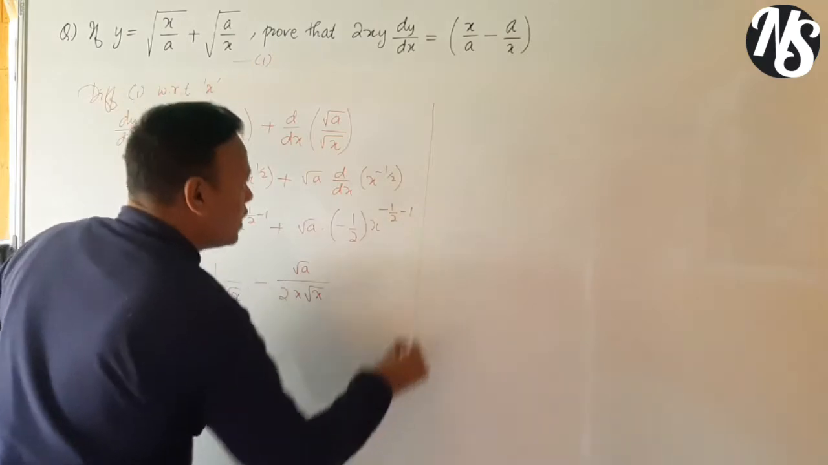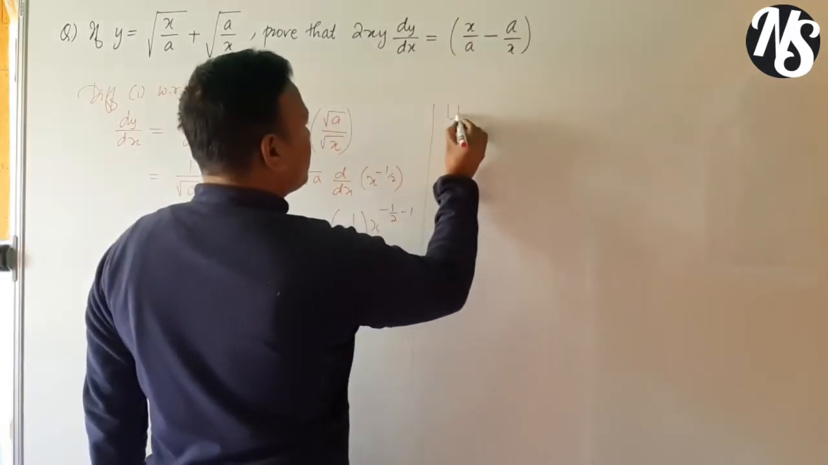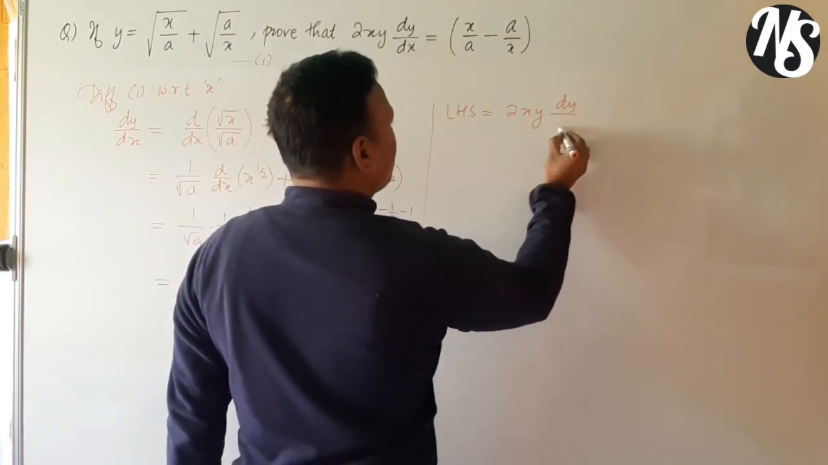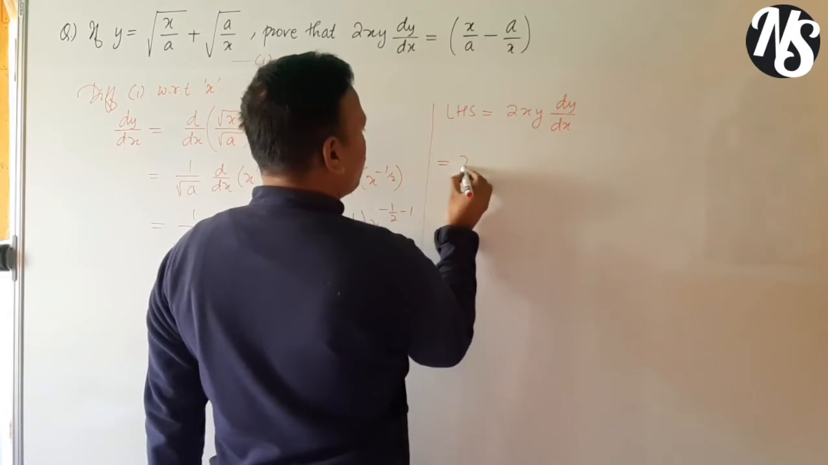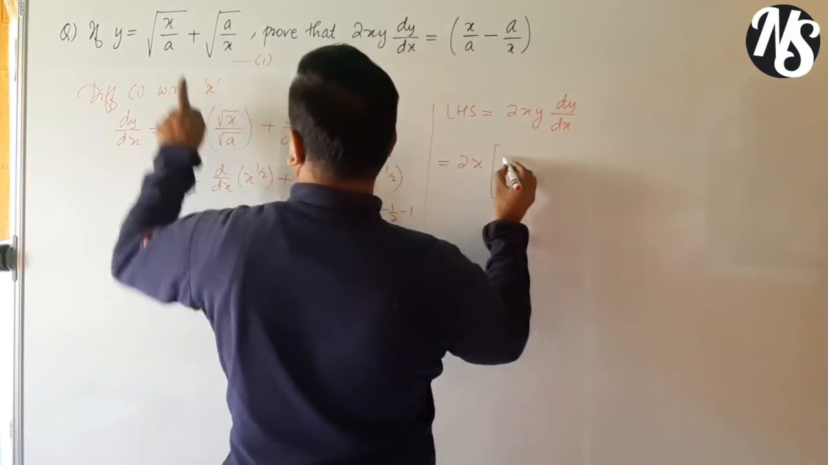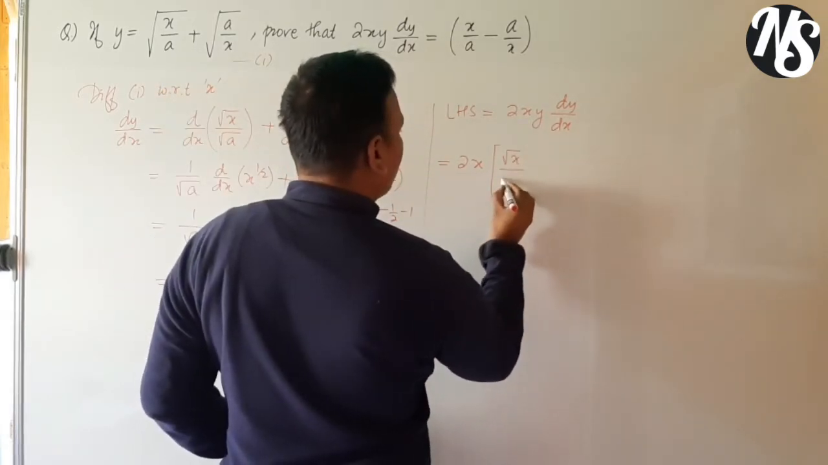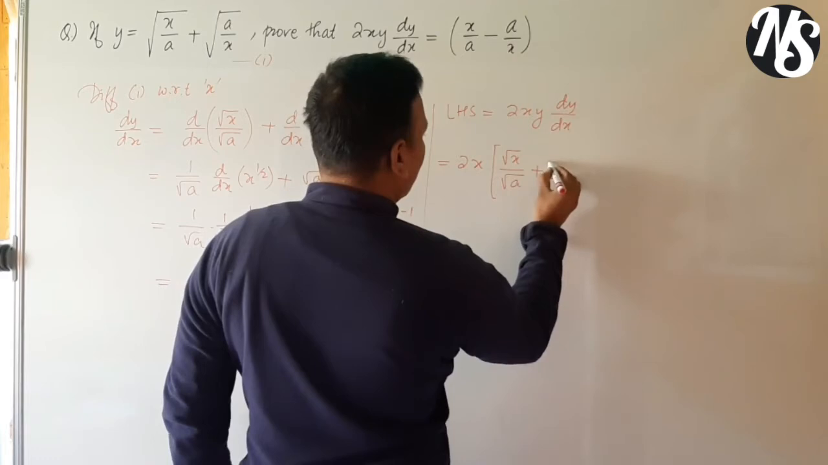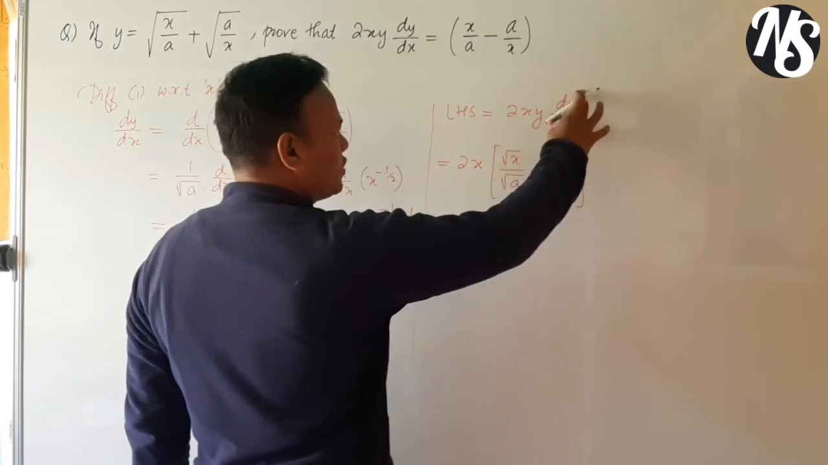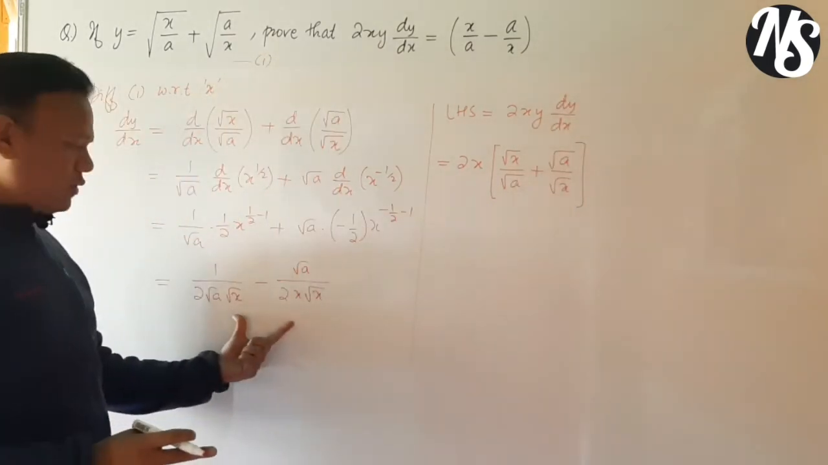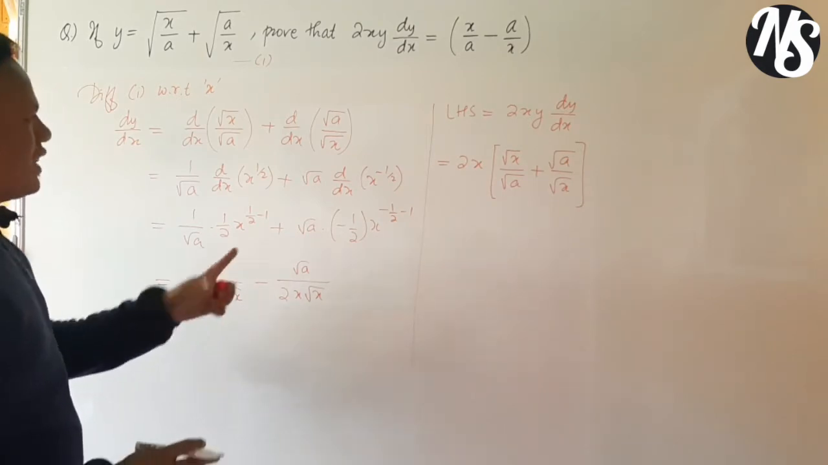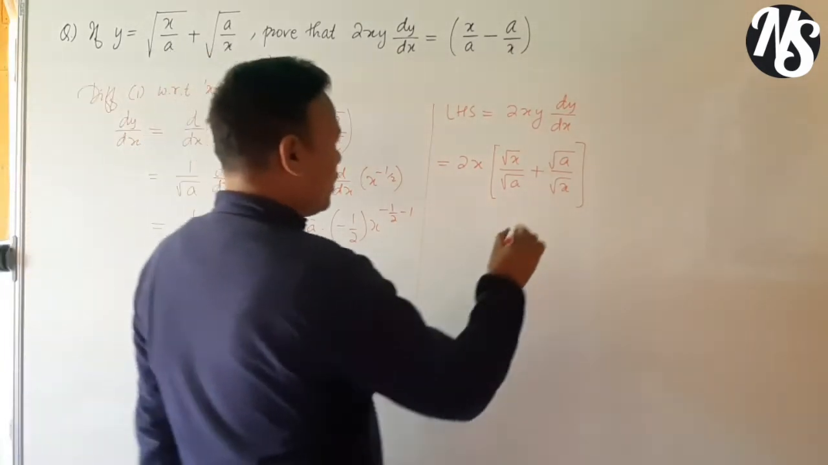Now, let's see what we have in the left hand side. We have 2xy dy by dx. Let's simplify this. So we have 2x, and what is y? Y is this entire thing. So let me write this as root over x by root over a plus root over a by root over x. So this is my value for y. Now what is dy by dx? Dy by dx is this one. Is there anything common that you can see here? Okay, let's keep it here this much only.